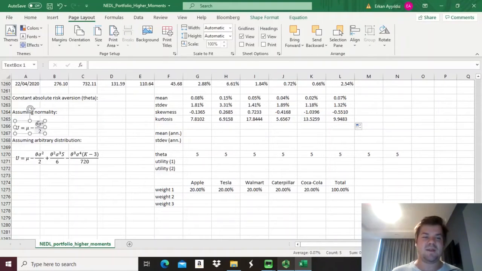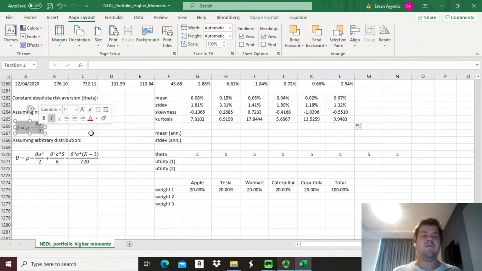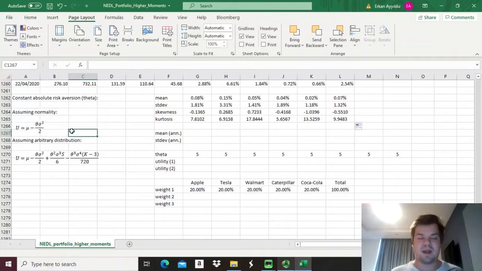Please pay attention to the fact that this variance of the portfolio is multiplied by this constant called theta. And theta is the constant that denotes risk aversion of the investor. The higher theta is, the more risk averse our investor is. So it means that investors with high theta would be willing to sacrifice more of their expected return to have a portfolio with lower risk, lower variance. And that's all there is for utility function under normality assumption.